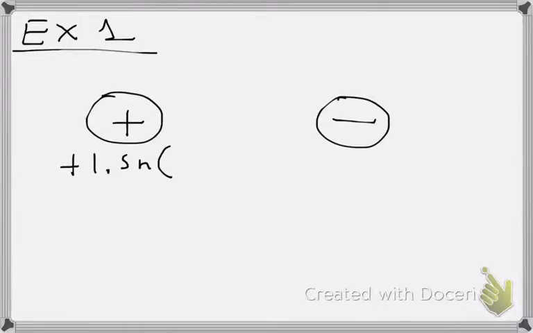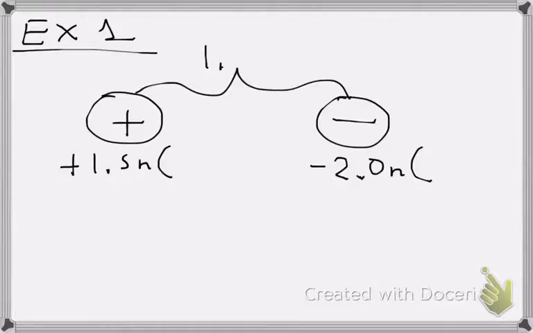Now, we have a positive 1.5 nanocoulomb charged particle on the left, and we have a negative 2.0 nanocoulomb charge on the right. Concept question: will they go towards each other or will they go away? Well, one is positive, one is negative, so they will attract. Regardless of what that distance is, they will try to go towards each other.